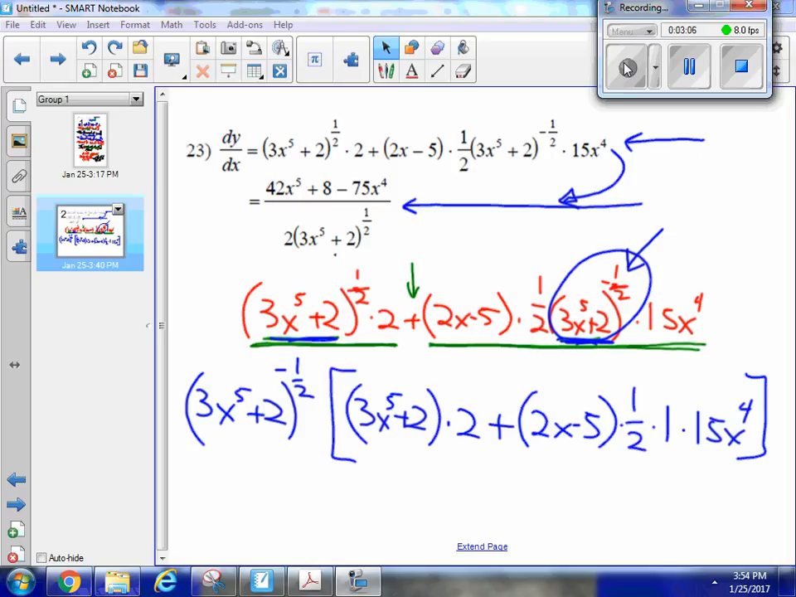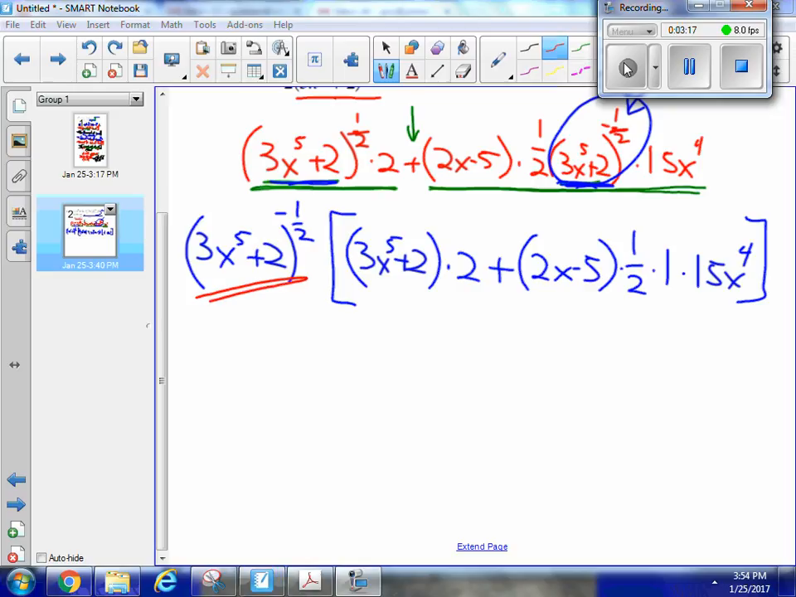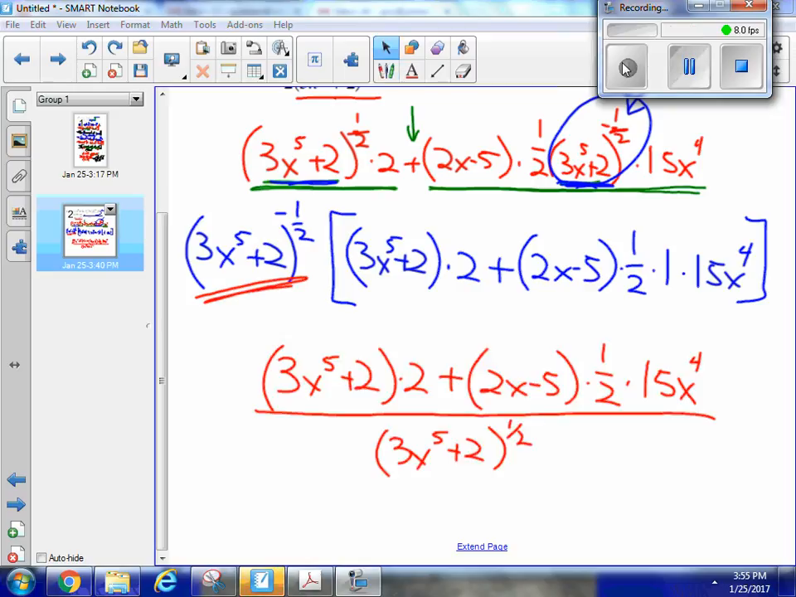Well, one nice thing is that I noticed in my answer that I have 3x to the fifth plus 2 to the 1/2 in the denominator. So I now have it ready to go into the denominator. So I'm just going to rewrite this again. All I've done is put my 3x to the fifth plus 2 to the negative 1/2 down here as a denominator. And I got rid of this 1, because I really just put it there to show how I was factoring it out. It's not really necessary to have in there.